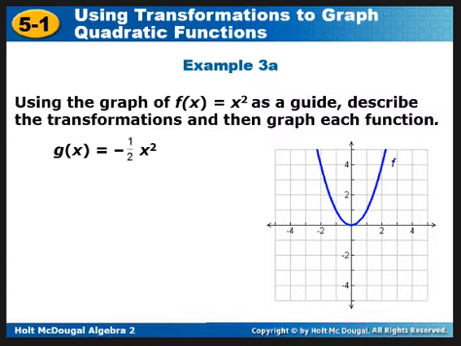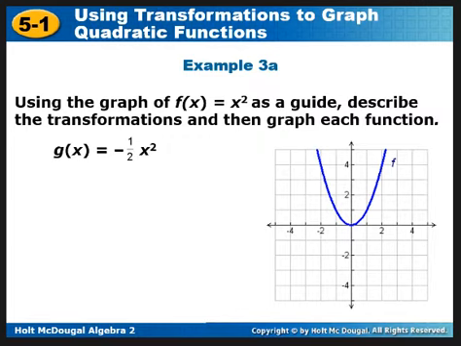Now this goes back to something similar to what we started with. So again, I want you to pause, take a look at this, see if you can figure out what translations or transformations are being made first, and then go ahead and give it a try, see if you can graph it on your own and see what it looks like.